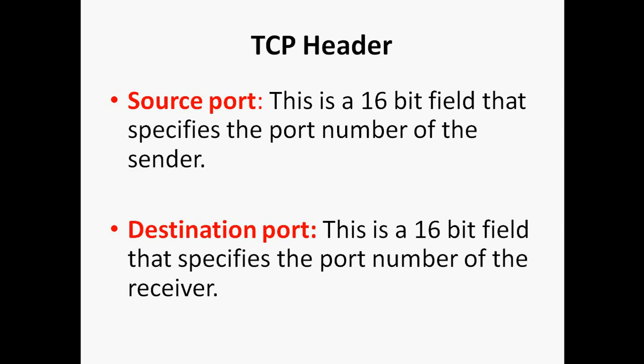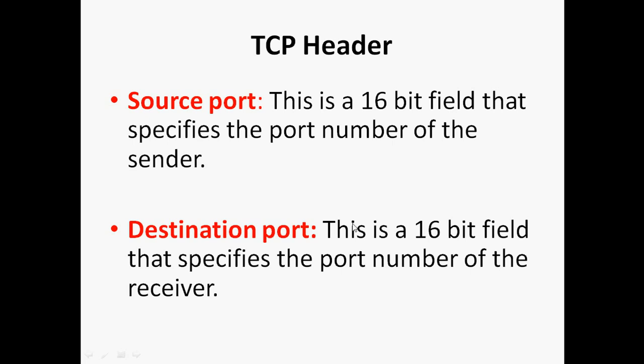0 to 1023 are well-known port numbers, which are predefined. 1024 to 49,151 are registered port numbers. And 49,152 to 65,535 are dynamic port numbers, which we can call private port numbers, so we can use them locally. The source port number specifies the port number of the sender.